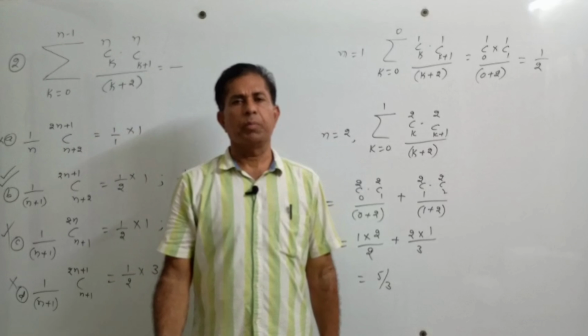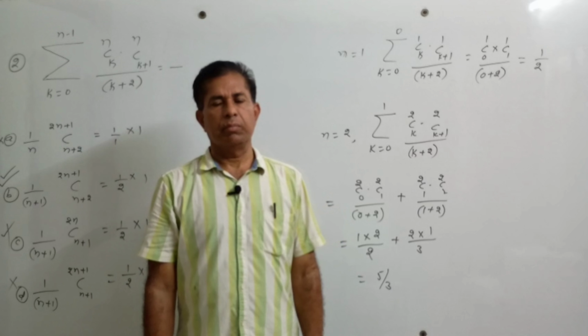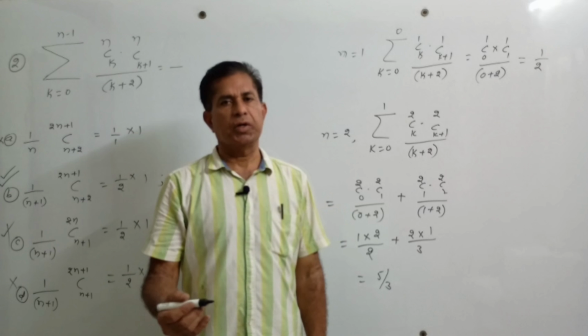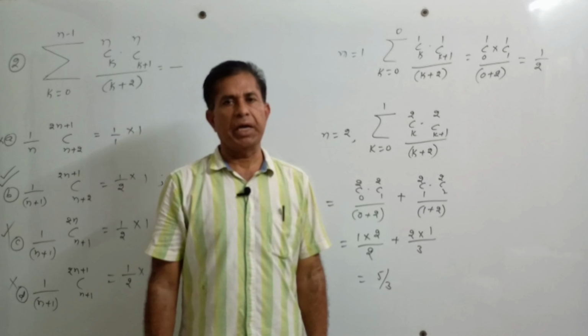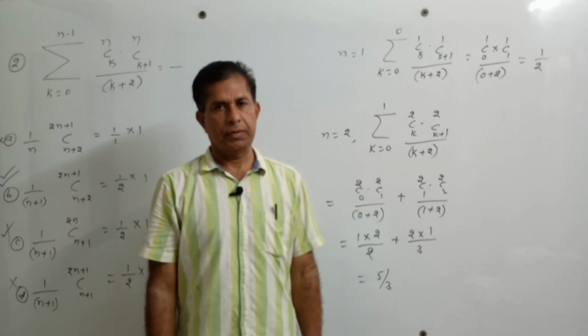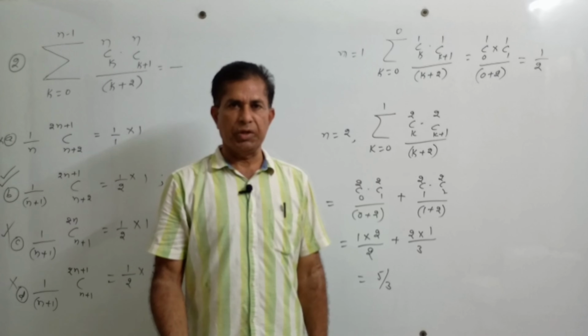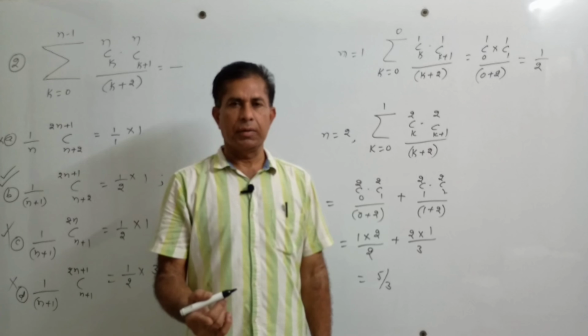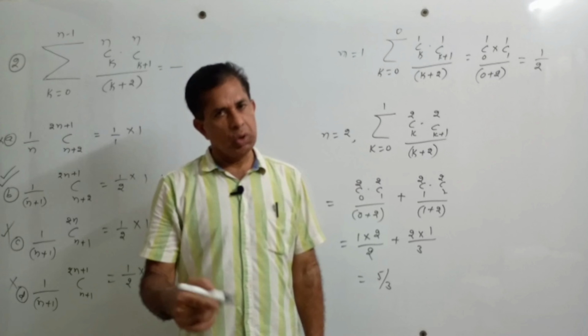So instead of adopting the general method, by taking some particular values for n, we are identifying the correct option. If you want the general method, I have given that method also, you go through it.